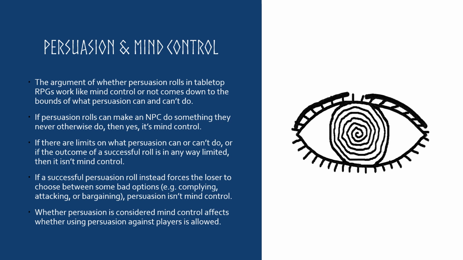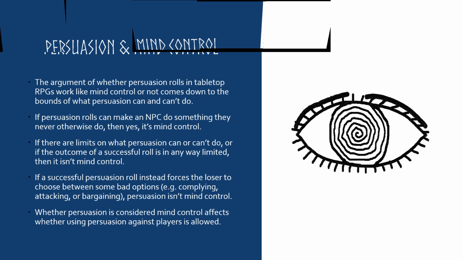By putting some level of contextualization or limitation on what the persuasion roll is actually doing, the roll starts to feel less like mind control and more like influence. And that is an important distinction for having a degree of verisimilitude at the table.